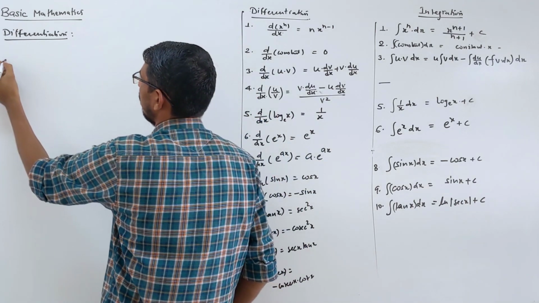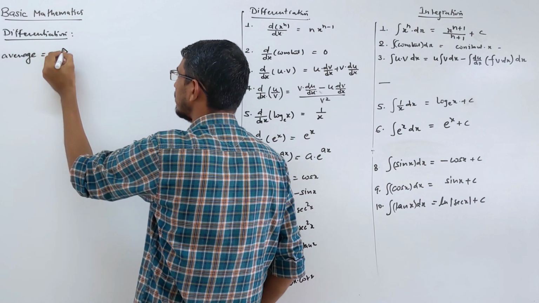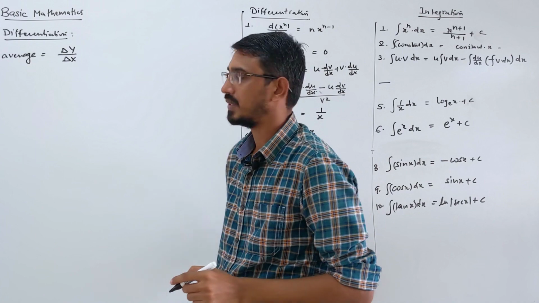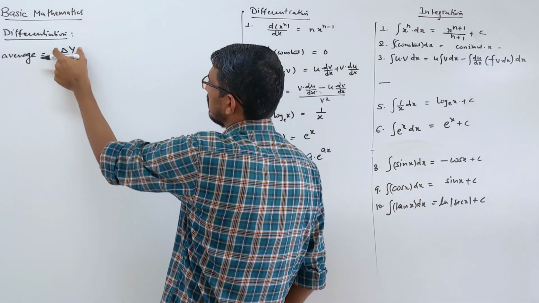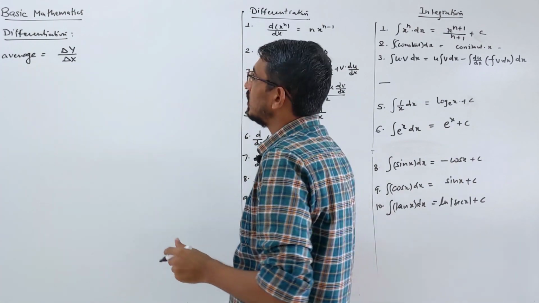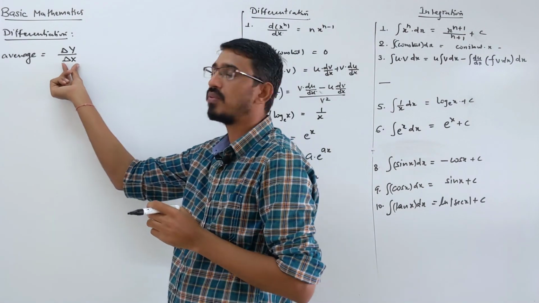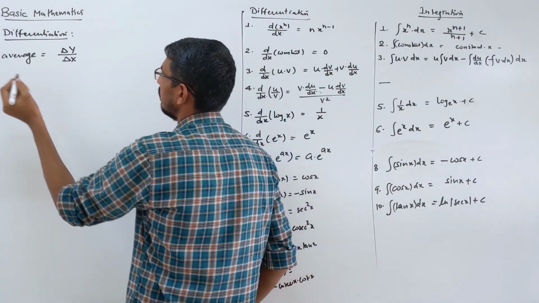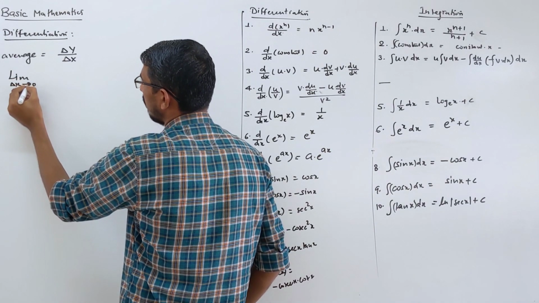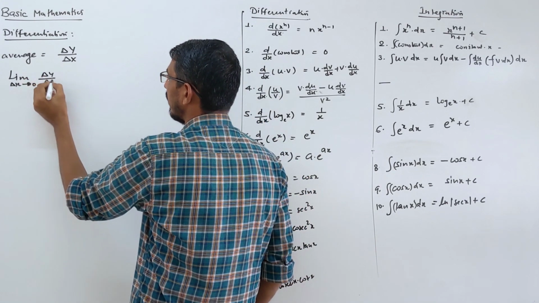So what is the mathematical meaning? Suppose you say something is an average. Average means change in y by change in x, that's called your average, right? Now suppose you talk about this average for a very small interval, so your del x is very small. Then you can put a limit, suppose you say that limit del x tends to almost 0 or very small.